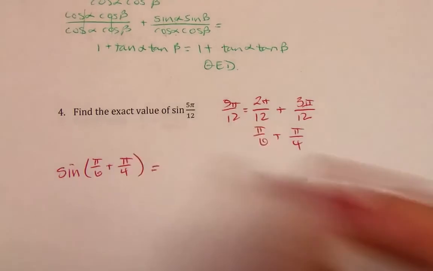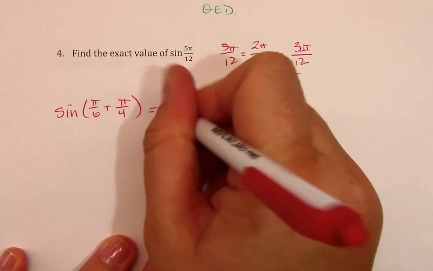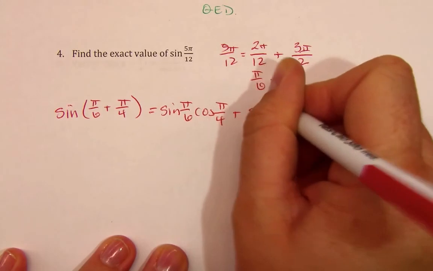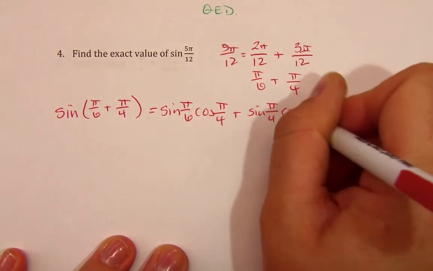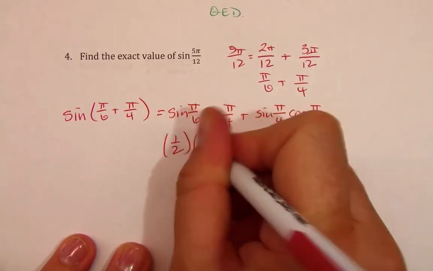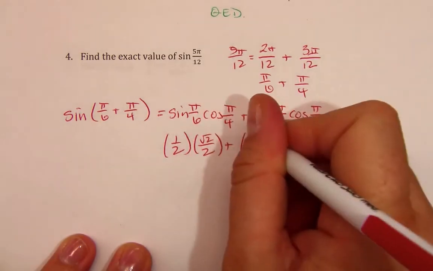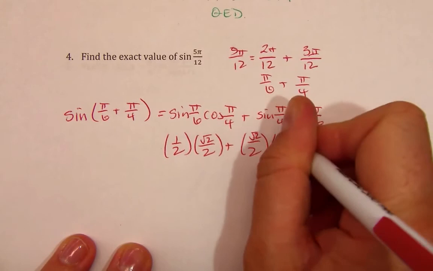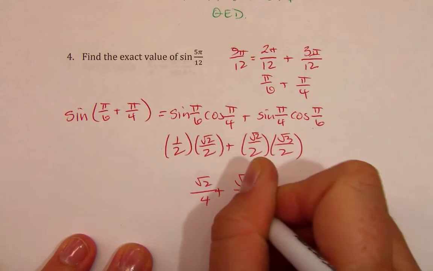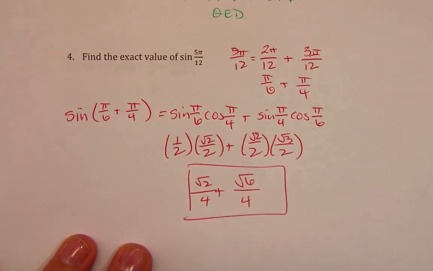And using the identity, that's going to be sine of pi over 6 cosine of pi over 4 plus sine of pi over 4 cosine of pi over 6. And now we're just evaluating. This is 1/2, this is root 2 over 2, plus root 2 over 2 and root 3 over 2. So we got root 2 over 4 plus root 6 over 4. They won't always be the same numbers, but the ones we've looked at so far happen to be. Okay. So let's move on to the next page and do our next example.